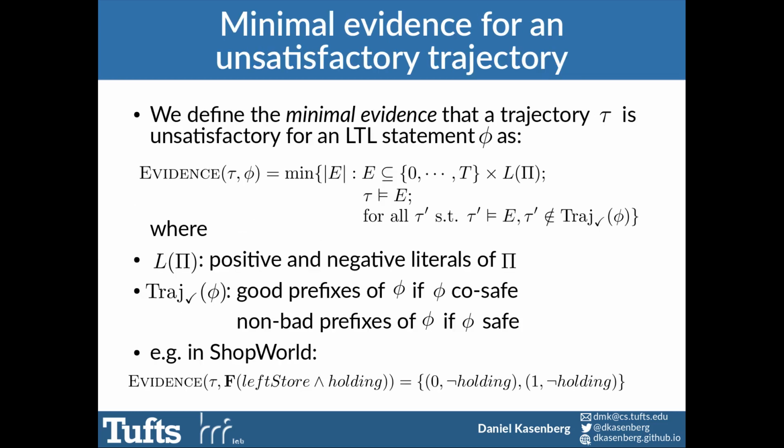We'll define the minimal evidence that a trajectory tau is unsatisfactory for an LTL statement phi as the minimal set of time-step literal pairs such that for each time step t and literal L in the evidence, L holds at time step t in trajectory tau, and each other trajectory that has this set of literals hold at their corresponding time steps is also unsatisfactory for phi, in that it's not a good prefix if phi is co-safe or it's a bad prefix if phi is safe.